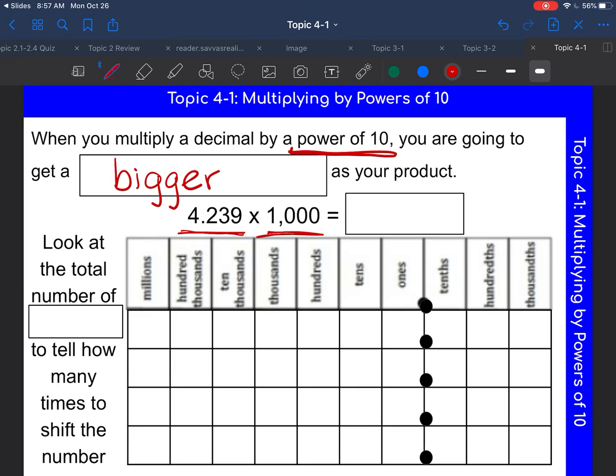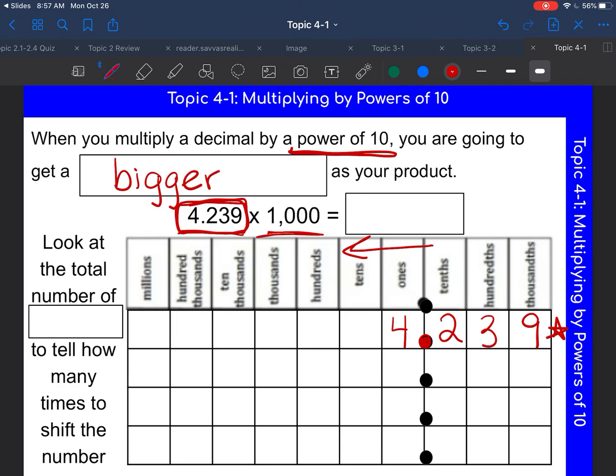I'm going to fill in the number that I'm multiplying by a power of 10. So the 4 would go in the ones, the 2 would go in the tenths, and you fill in the rest. It looks like this because the decimal point needs to be right there. If I'm multiplying this number by 1,000, I'm going to get a bigger number, so I'm going to shift this decimal through the place values towards the bigger numbers.